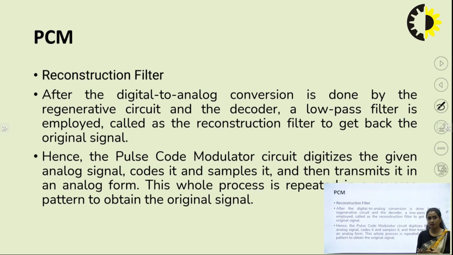This is to get the original signal, right? So this will undo the job of the sampler and the quantizer. Hence, the pulse code modulator circuit digitizes the analog signal, codes it and samples it, and then transmits it in the analog form. This whole process is repeated in reverse pattern to obtain the original signal.